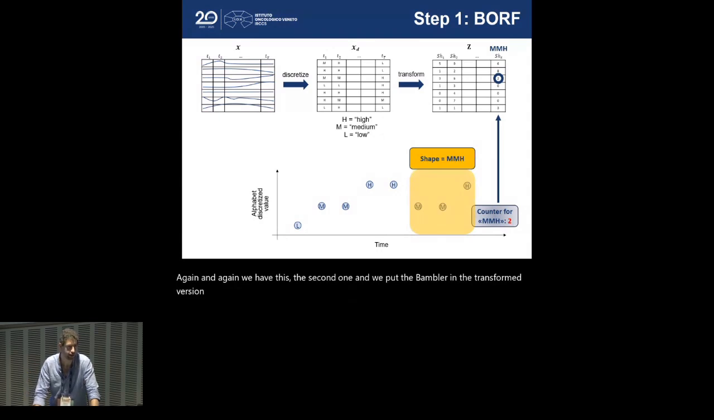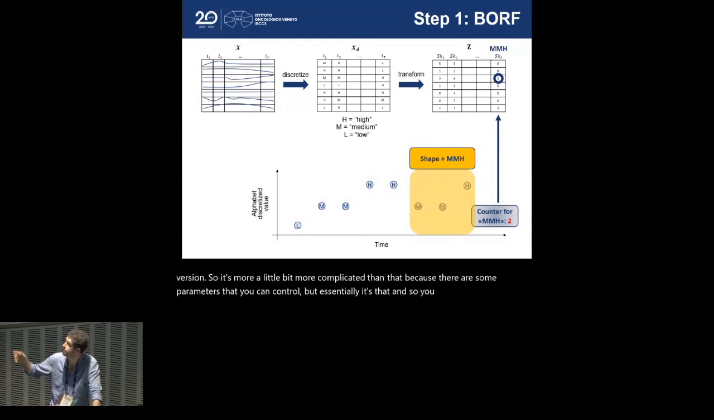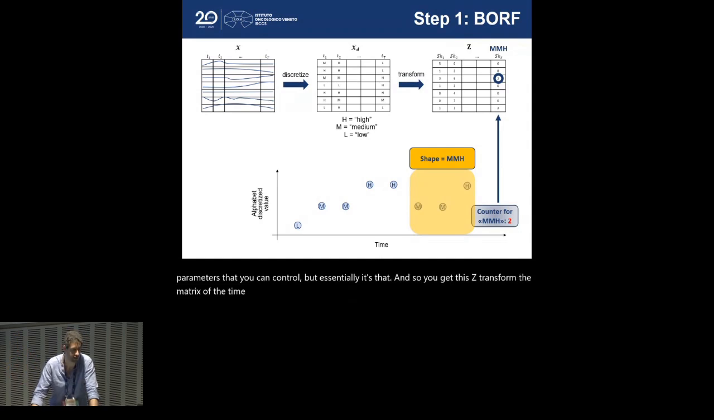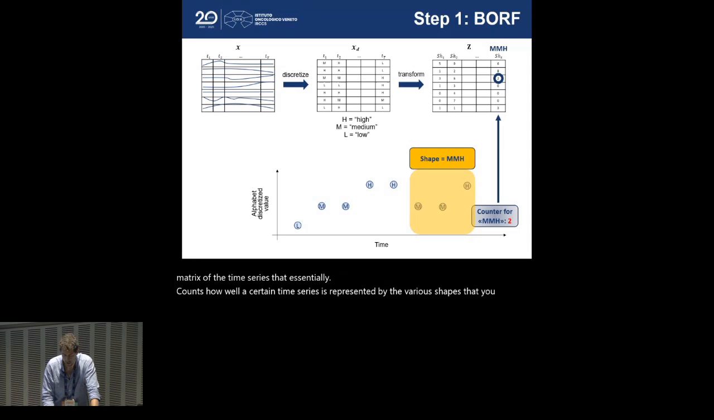So it's a little bit more complicated than that because there are some parameters that you can control, but essentially it's that. And so you get this transformed matrix of the time series that essentially counts how well a certain time series is represented by the various shapes that you have.